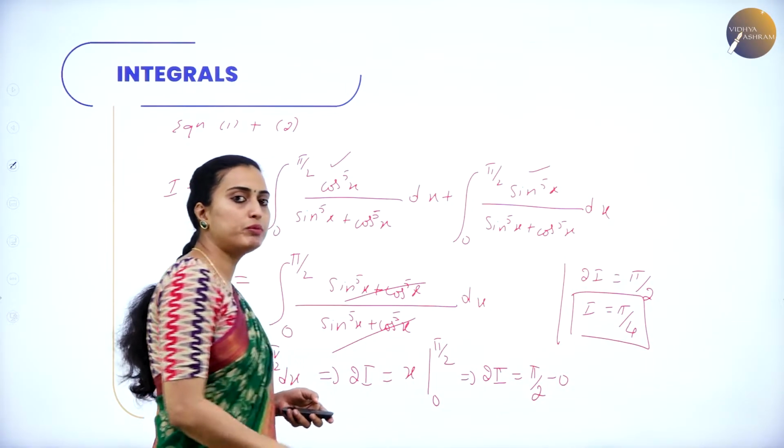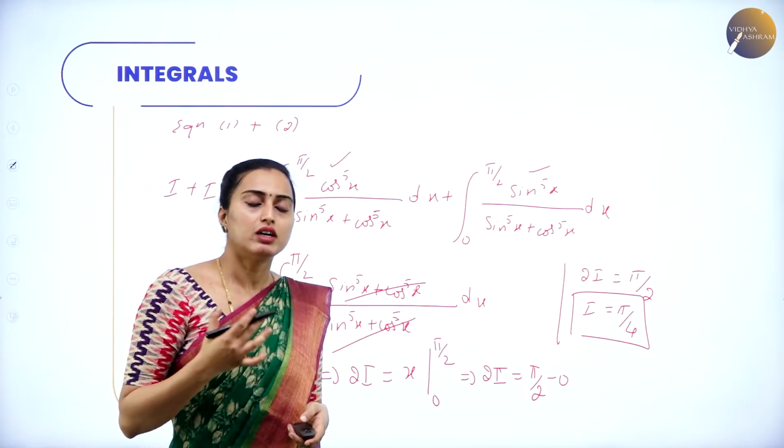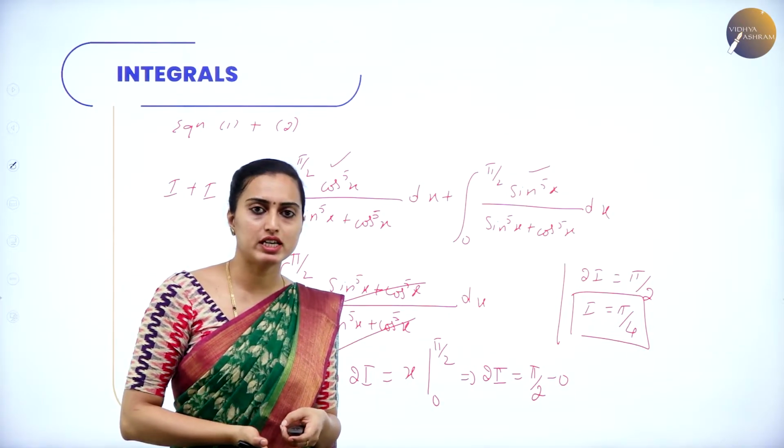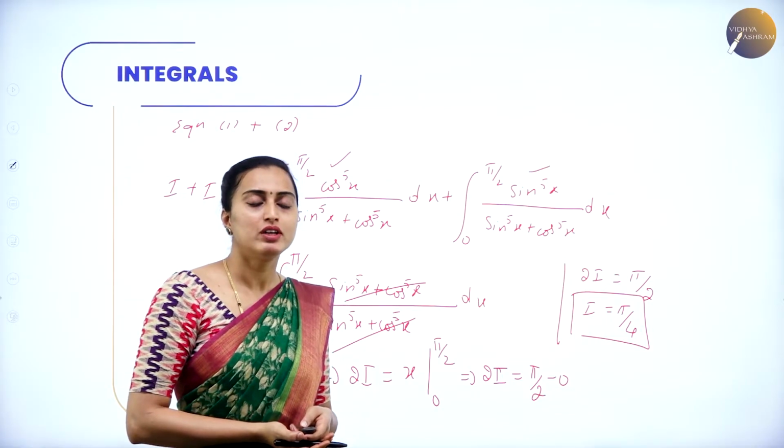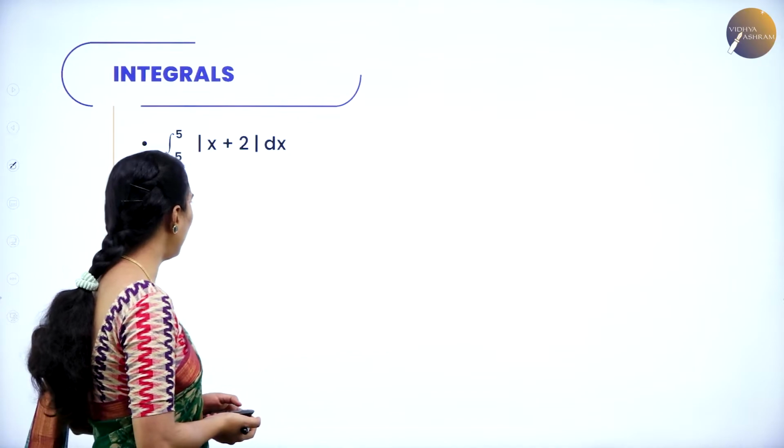So this type of problem you can solve directly by using the property of the integral from 0 to a of f of x as the integral from 0 to a of f of a minus x into dx. I hope you understood this problem. Now let us move on to the next one, what they have asked.